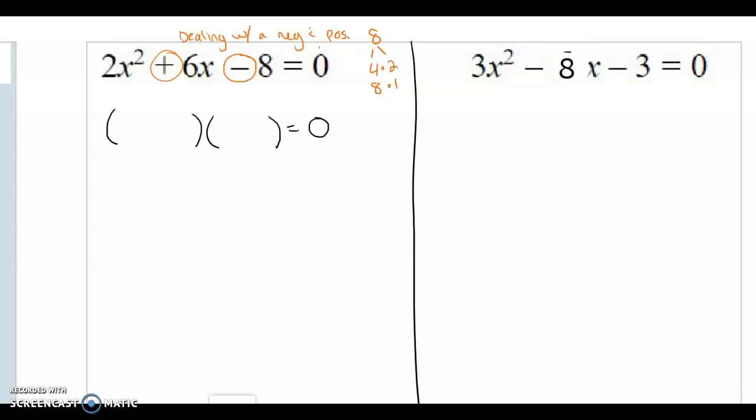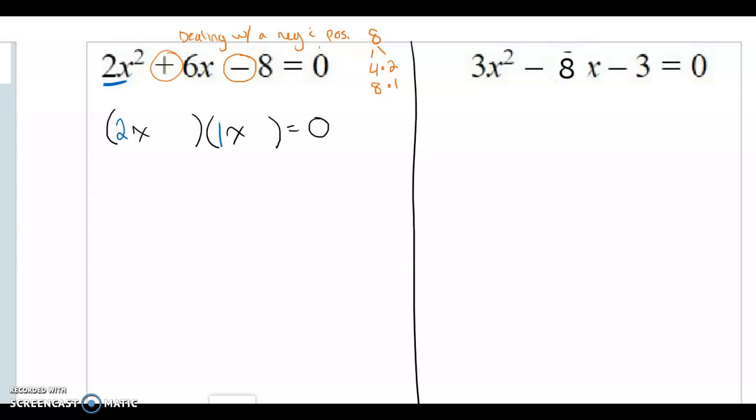Okay, so we need to break up this 2x squared. Now I could just put x here and x here, but this time I actually have a number for my a term, this 2. So what I need to actually do is break it apart. Well, the only factors of 2 are 2 and 1. So I'm going to put 2 in the front and put a 1 here. Now I'm ready.